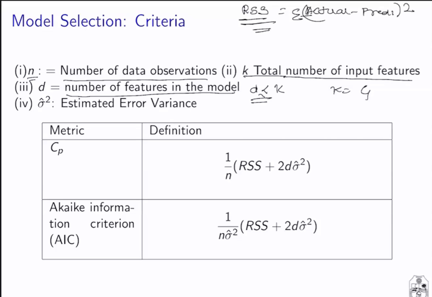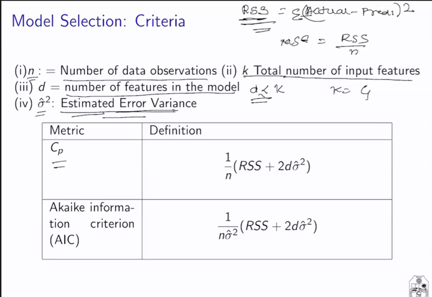And sigma cap square is nothing but the estimated error variance. See, the residual sum of square, RSS divided by n, is the average error. So this is nothing but the average. In the same way, you can define the standard deviation of the error, and you can define the variance of the error. So sigma cap square denotes the estimated error variance.